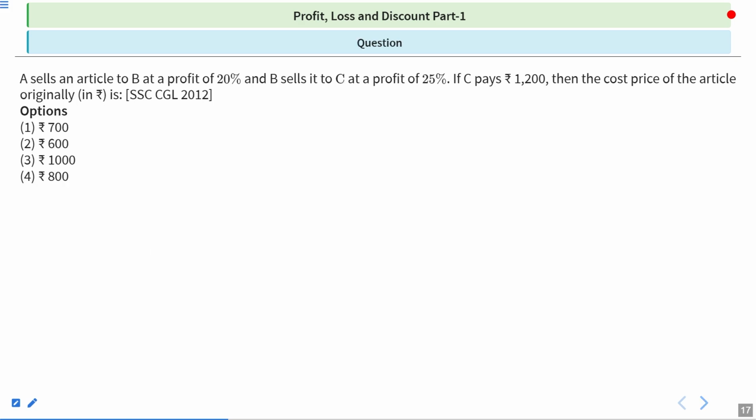A sells an article to B at a profit of 20% and B sells it to C at a profit of 25%. If C pays 1200 rupees, then the cost price of the article originally in rupees is. This question was asked in the SSC CGL 2012 exam. Now there are four options: first is 700 rupees, second is 600 rupees, third is 1000 rupees, and fourth is 800 rupees. Now you have 10 seconds to solve this question. Your time starts now. Now time's up. Let's see the solution of this question.